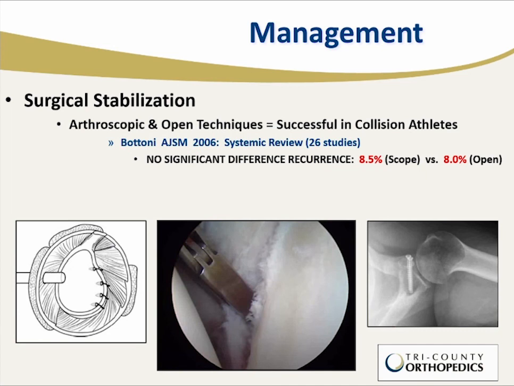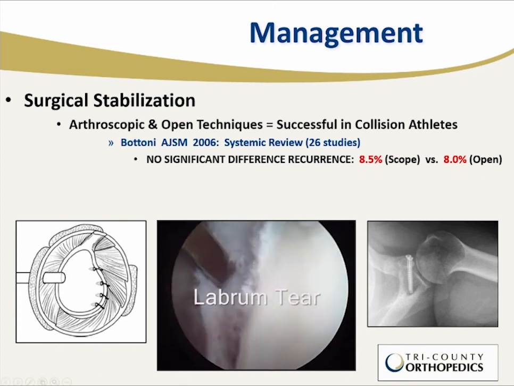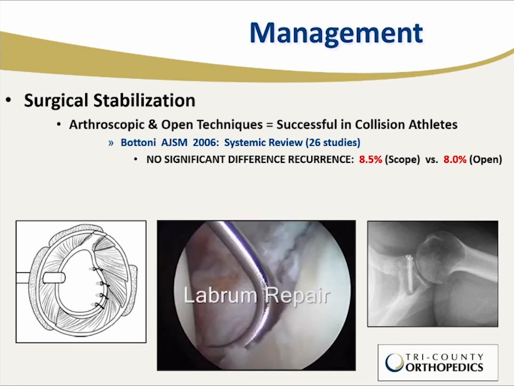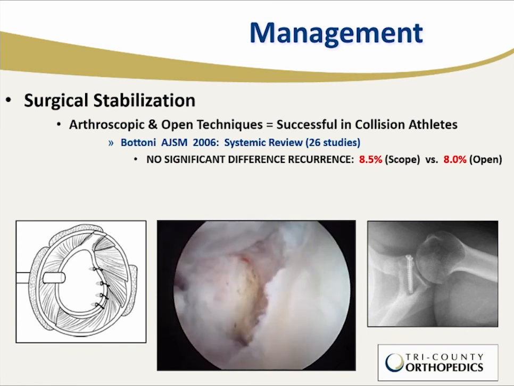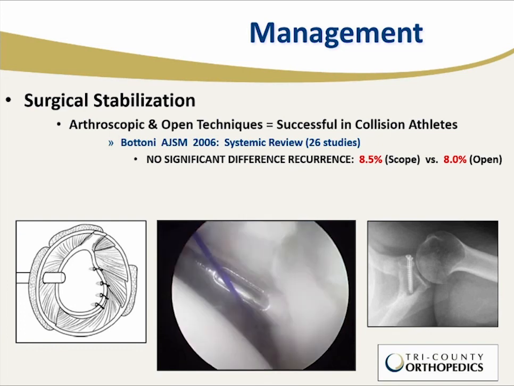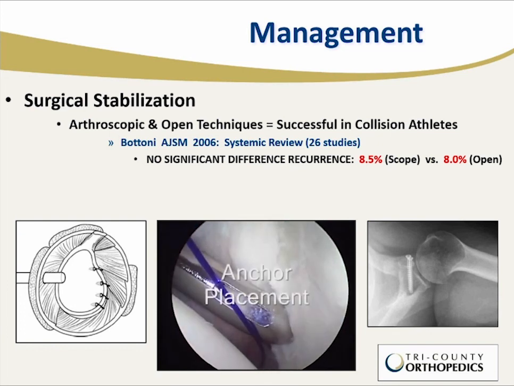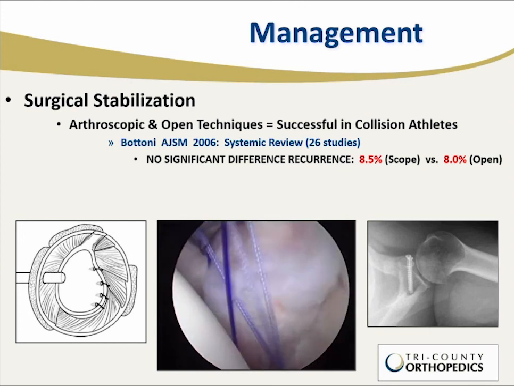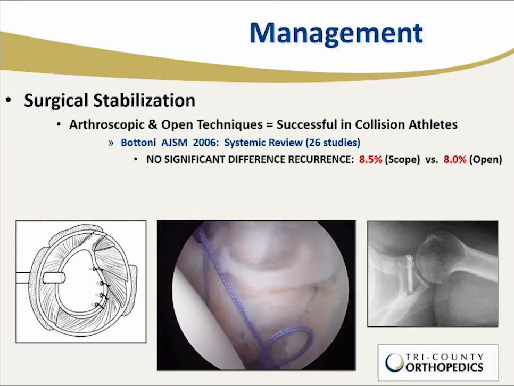If you look at the literature on arthroscopic and open techniques for collegiate athletes, there's some debate. But overall, with newer techniques, suture anchors, using more than 3, putting them in the right spot, down anterior inferior, and maybe adding posterior, there really wasn't a significant difference in this systematic review. We're at about 8.5% recurrence for scope Bankart procedures versus open shifts. And again, this doesn't include bone loss.